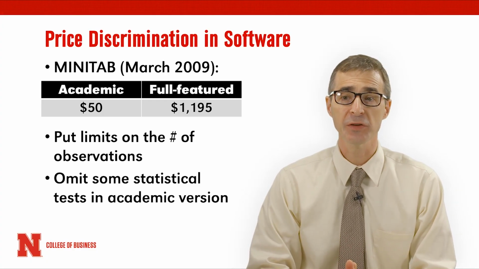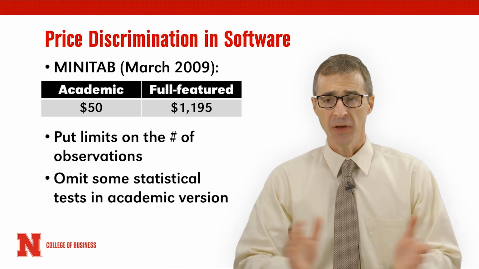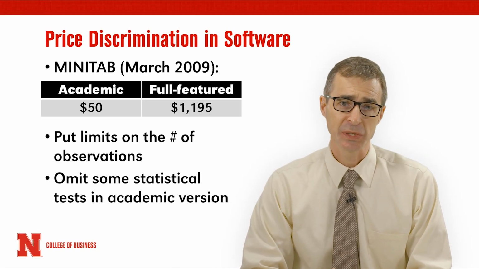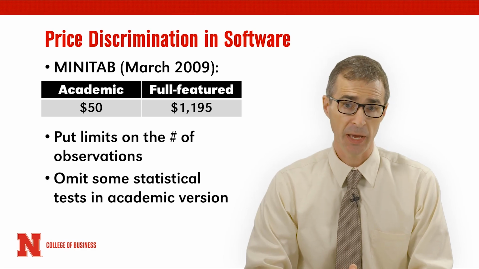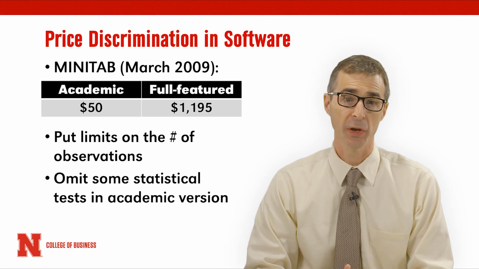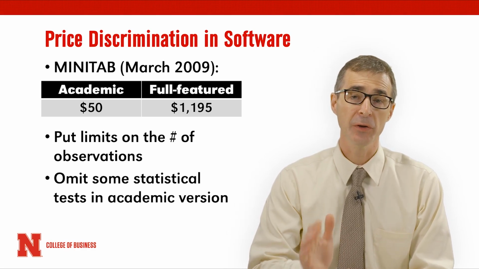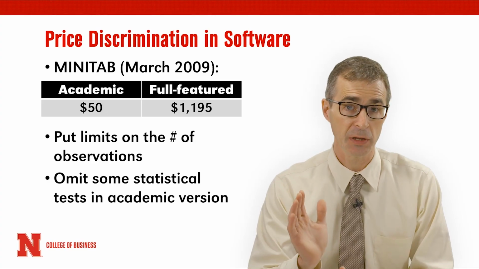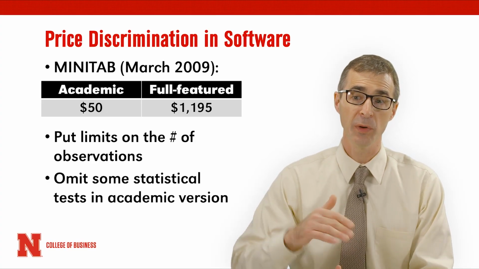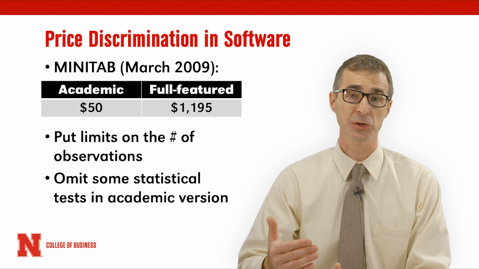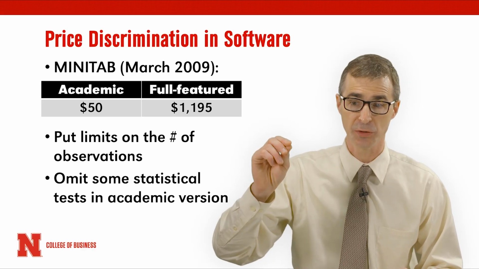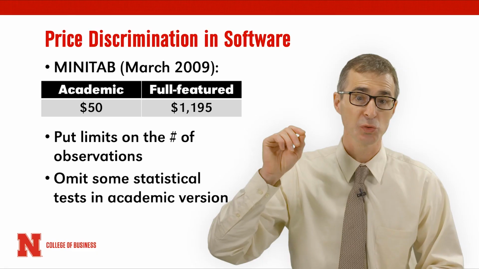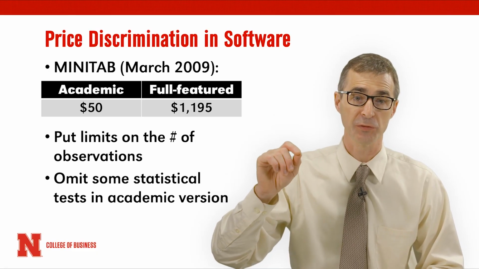In 2009, Minitab sold an academic version aimed at students for $50, while selling the full-featured model aimed at businesses for $1,195. Here the threat of cannibalization is very clear. In order to avoid losing money, the manufacturer has to price or design the two versions so that the high-end version or the high-value customers really do prefer the full-featured version.